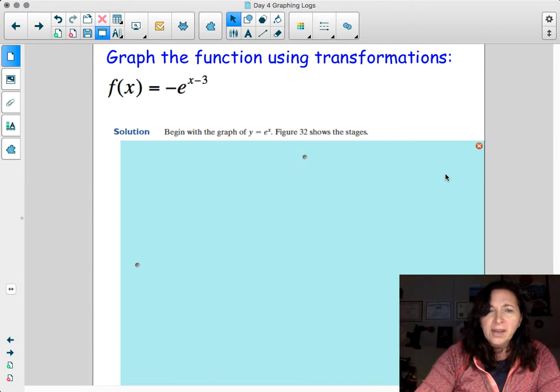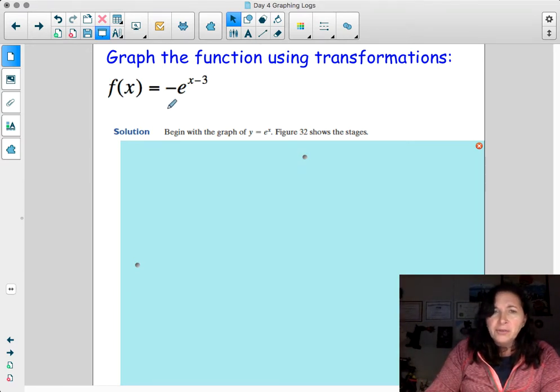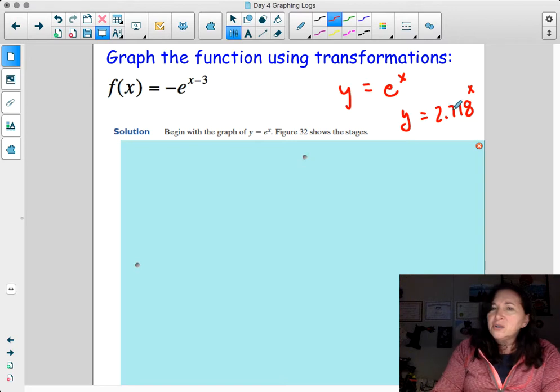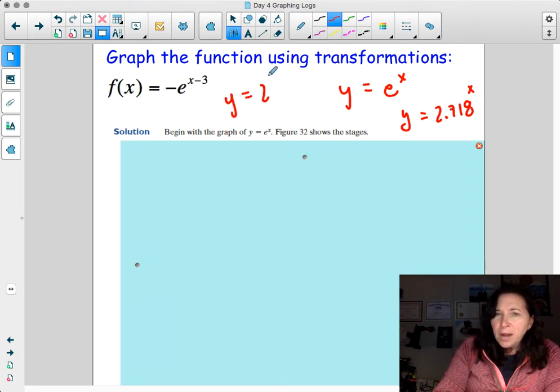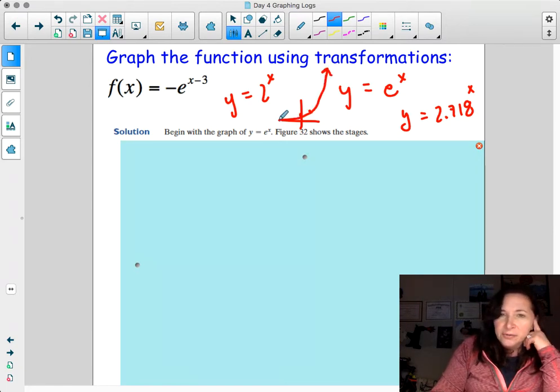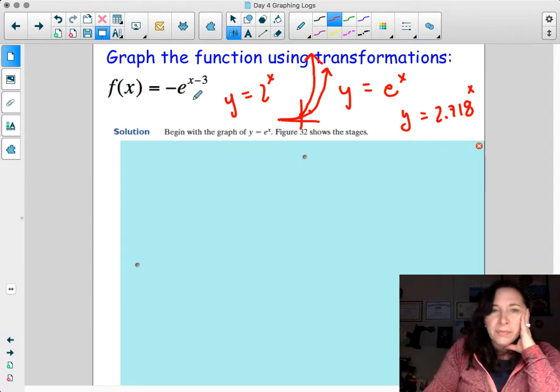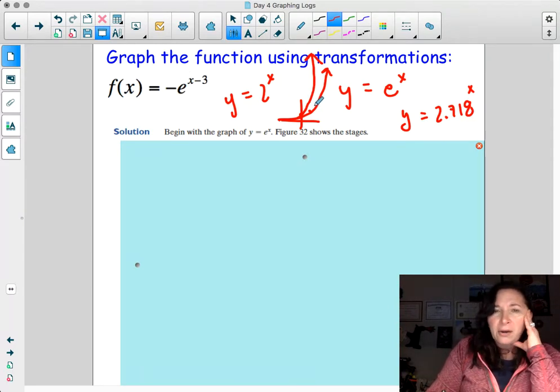So this one is asking me to graph the function using transformations. Now, keep in mind, y equals e to the x power is actually y equals 2.718 to the x power. Well, we just finished graphing y equals 2 to the x power, right? Which went through 0, 1 and 2, 1, which looks like this. Well, this is the same graph. The only difference is it still goes through 0, 1, but it's just a little steeper because it's 2.7 instead of 2. So you would start off with that graph.